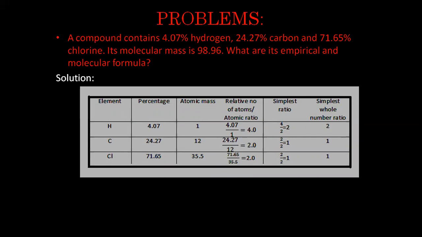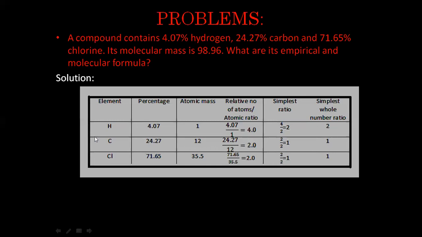then what we need to find out is the relative number of atoms. In some textbooks, it will not be written as relative number of atoms. It is written as atomic ratio. What is atomic ratio? Atomic ratio is nothing but the ratio of the percentage composition by the atomic mass. Then we make it to the simplest atomic ratio. And finally, if it is not a whole number ratio, we convert it to a whole number ratio.